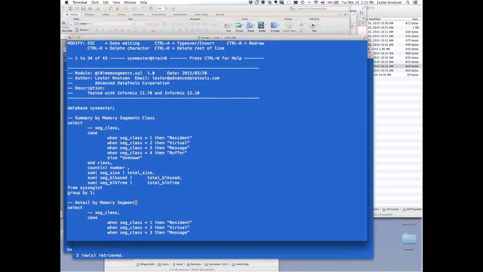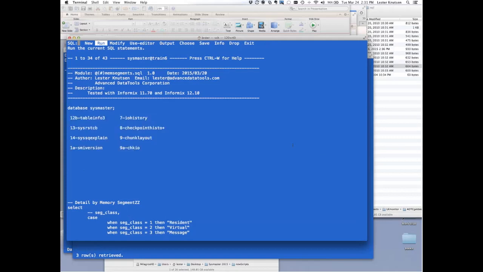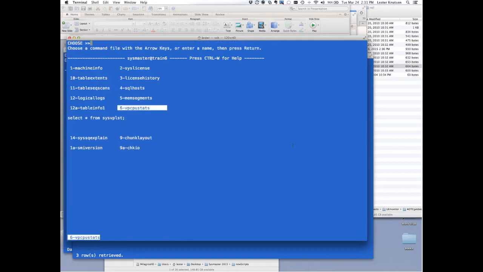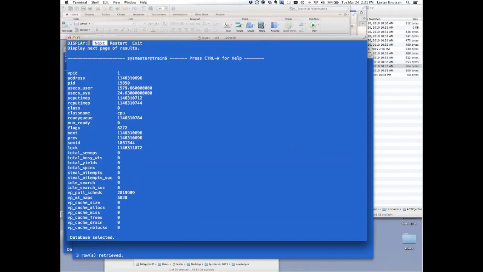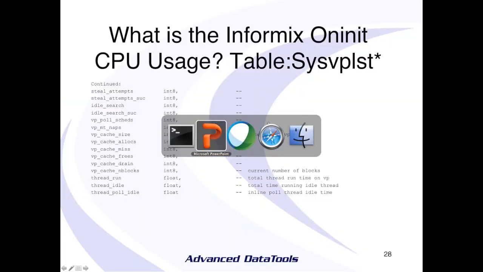So let me get out of it, and just show you what it looks like. It's basically giving you a bunch of information about your vps that you can then use to optimize your server performance.